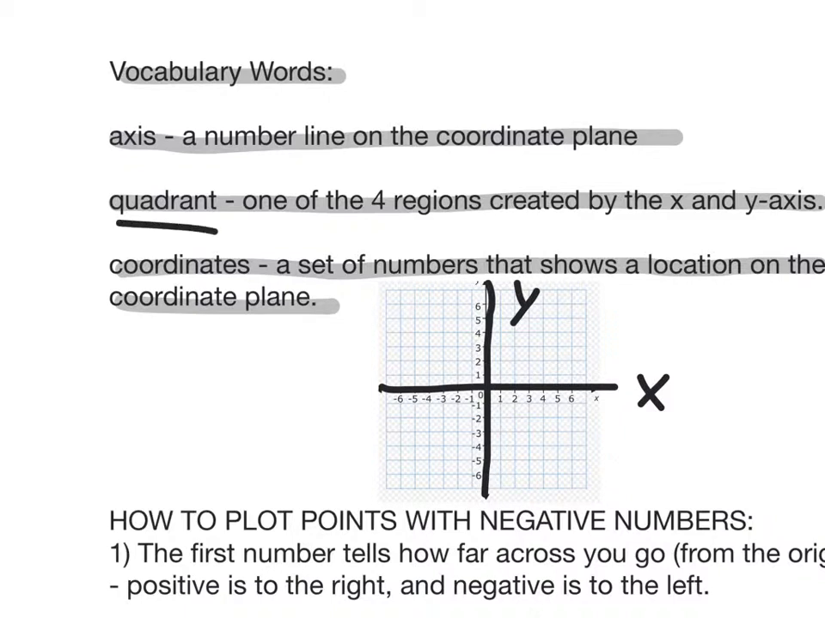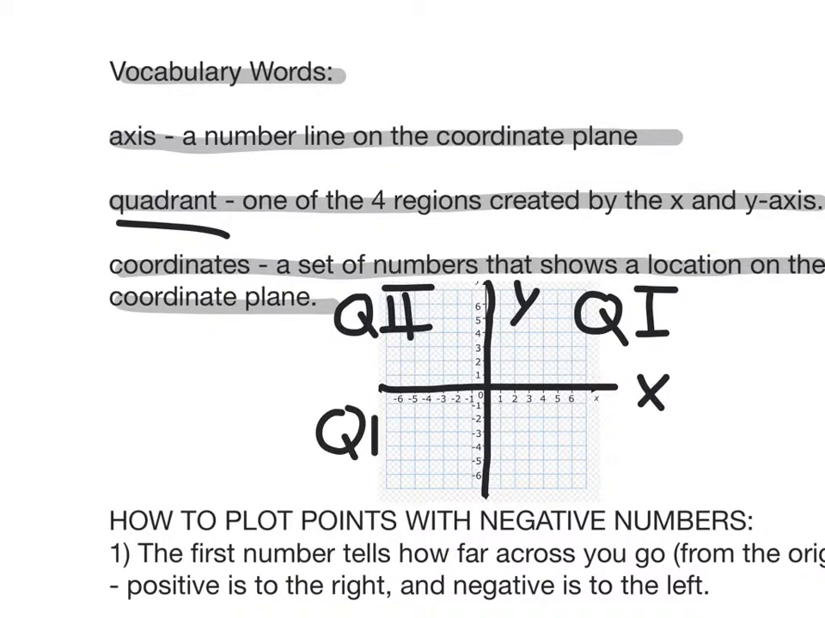Quadrant. Quadrants are the four sections that are separated by the x and the y-axis. The upper right section is quadrant 1. The upper left section is quadrant 2. The lower left is quadrant 3. We use Roman numerals to mark them. And the bottom right is quadrant 4. It's Roman numeral 4.